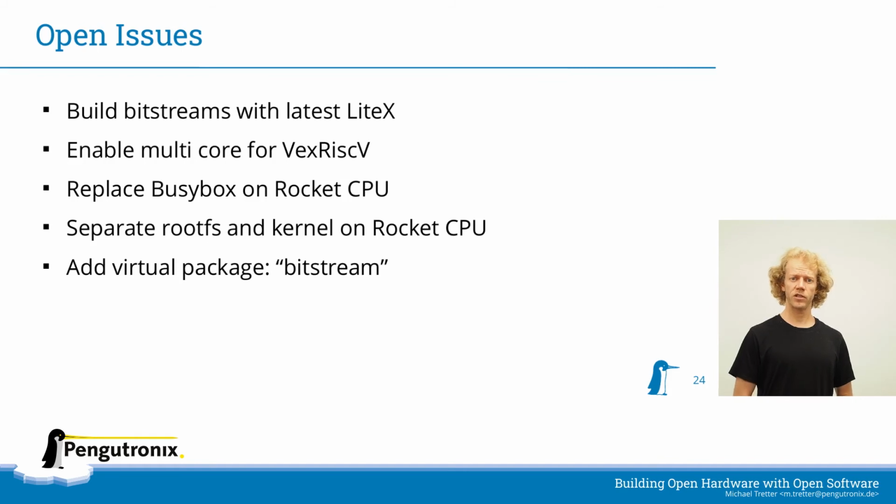There is a circular dependency in the Linux image for the Rocket CPU, because the full rootfs is built into the kernel. I didn't care, because finally I want to separate the rootfs from the kernel anyway. And as a convenience, I would like to add a virtual package for the bitstream to be able to do something like bitbake bitstream. This shouldn't be hard, but I didn't have time yet.